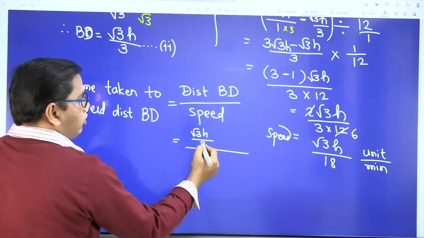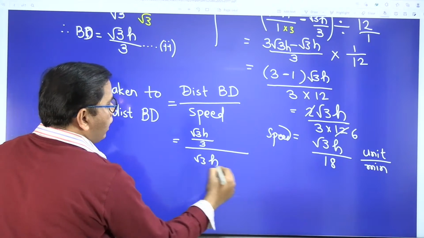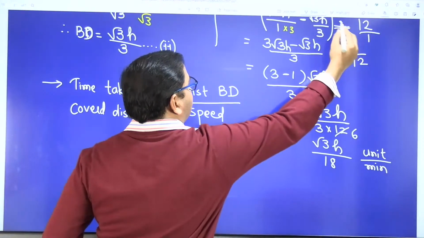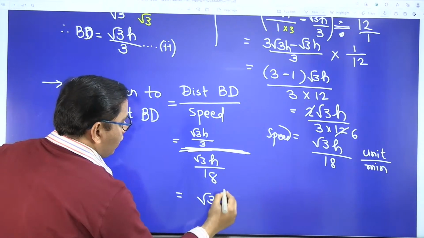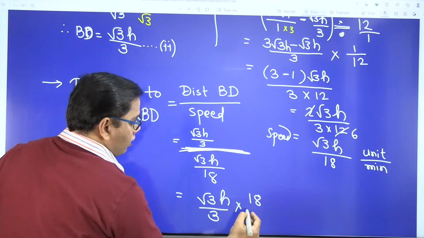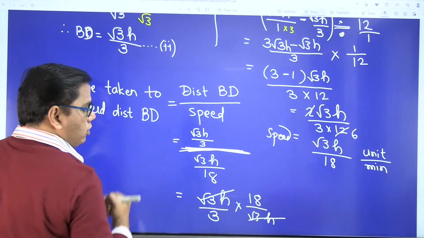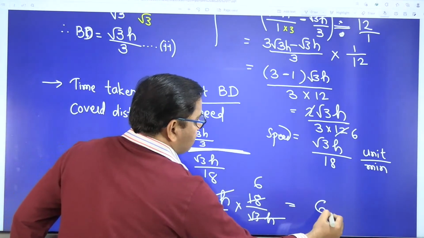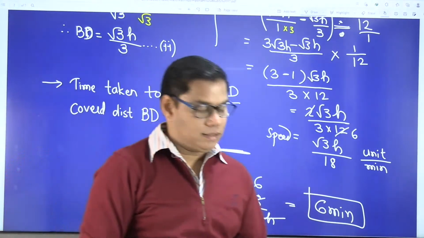So distance is root 3h upon 3 and speed is root 3h upon 18. Again, this is divide by, same thing we have done. When we convert divide into multiply, we have to take a reciprocal. So root 3h upon 3 multiply by, when you take a reciprocal, 18 upon root 3h. So root 3h got cancelled, 3 into 6 is 18. So time taken is 6 minutes. So answer is 6 minutes. Time is given as 6 minutes.